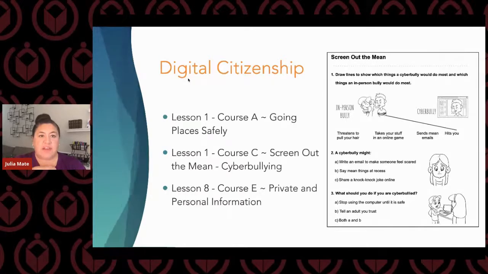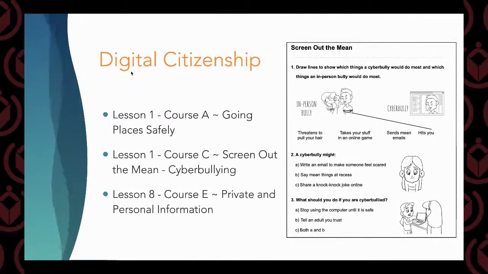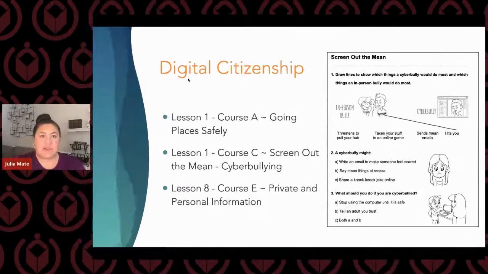Today, we're going to highlight three lessons. The first lesson is Going Places Safely. This is about information that students need to keep private: your name, maybe your age, address, telephone number, and the reasons why. It's important for students to understand this because they're often in situations, whether gaming or online, where they might be asked some of those questions, and they need to understand what may not be best to share online.